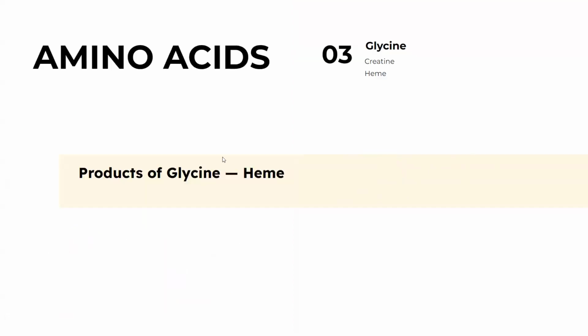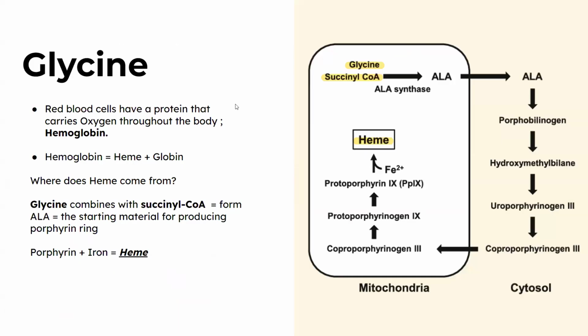Okay. Now we're done with histidine, we're done with tryptophan, we have glycine. Glycine gives us heme and creatine. So let's start with heme. So we all know that our red blood cells have hemoglobin, and hemoglobin helps us carry oxygen throughout the body. So what makes up hemoglobin? Hemoglobin is made up of heme and the globin protein. But now we're going to focus on heme.